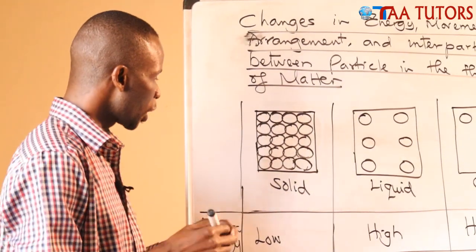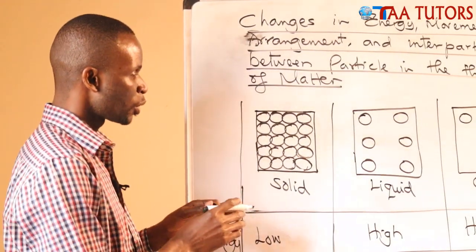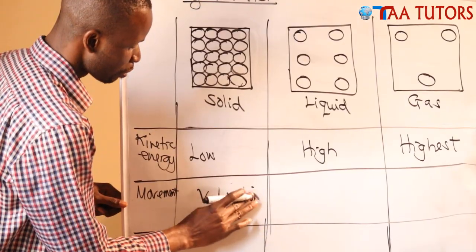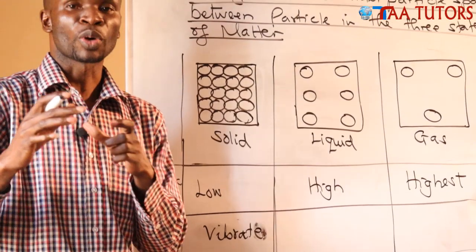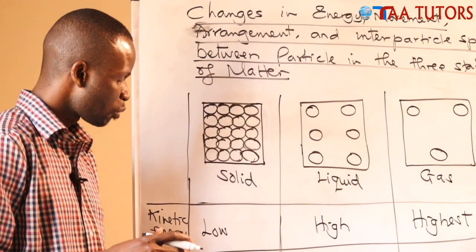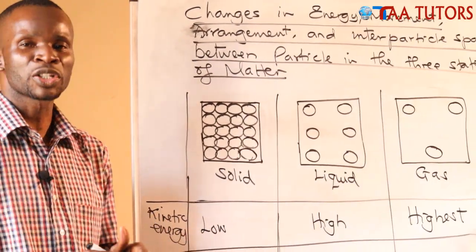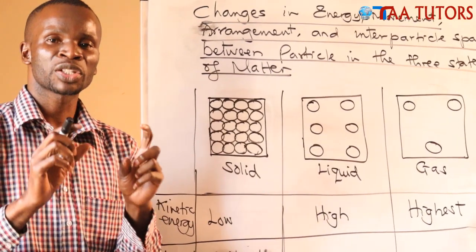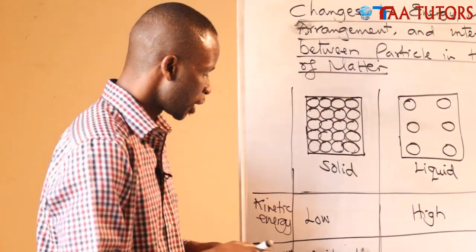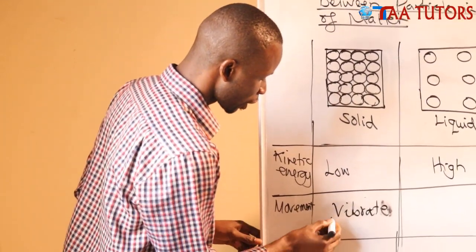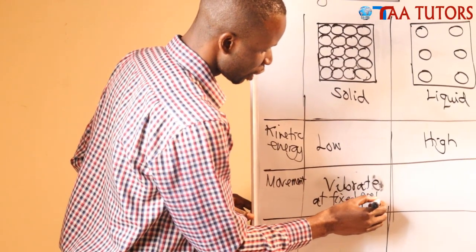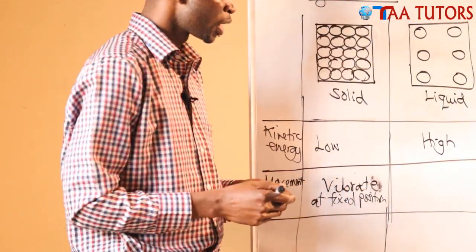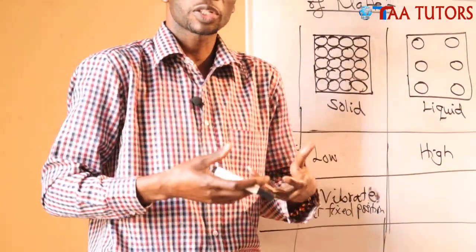So for solid state, we say they have low kinetic energy. These particles simply vibrate. They don't move from one point to another. So the kind of movement that the solid state exhibits is vibration. They vibrate at fixed position, because they don't have spaces to move. So they just vibrate where they are.